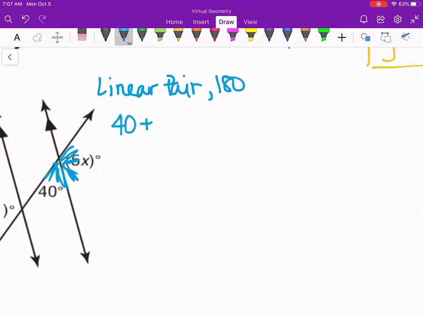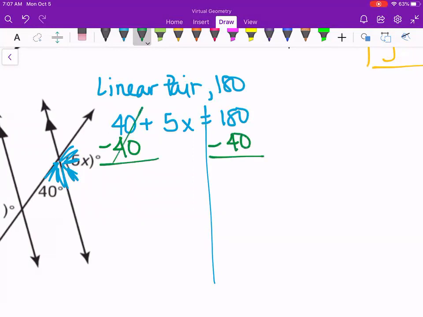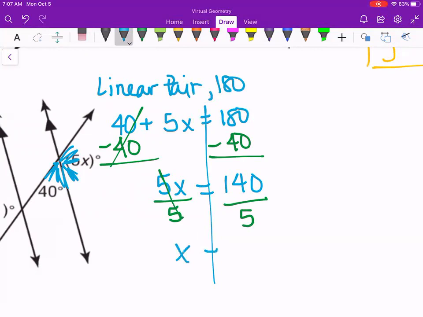So 40, our first angle, plus 5x, the second angle, should make 180. And this I can use to solve. So subtract your 40 to both sides. We're left with 5x on the left and 140 on the right. And now we can do our division step. Divide both sides by 5. And my missing x, 28. So now I have x.